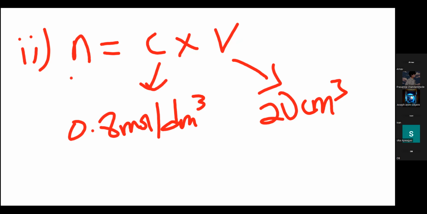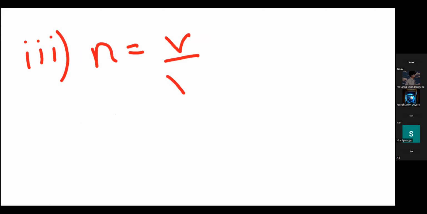So this is another formula. C stands for concentration, V stands for volume. You just multiply it. That's the second formula that is connecting number of moles. Another formula that connects number of moles is number of moles is equal to V over Vm.